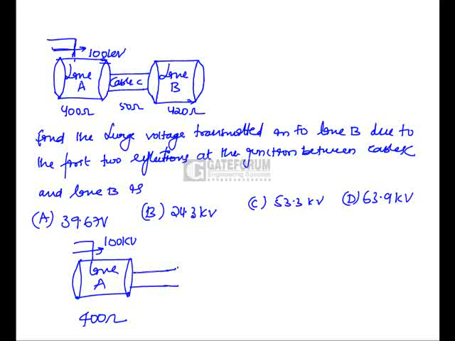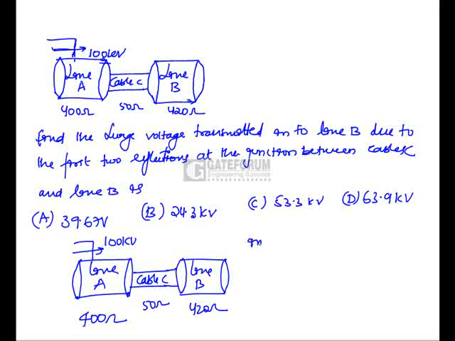After that, we have a cable here. This cable impedance is 50 ohms, named cable C. After that, we have line B, which has an impedance of around 420 ohms.